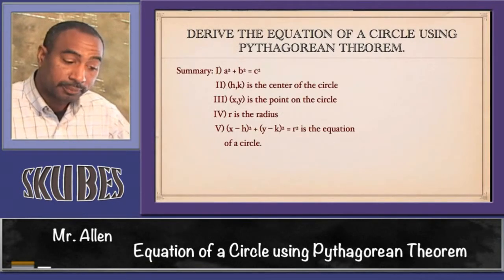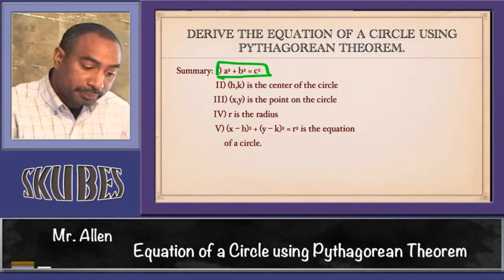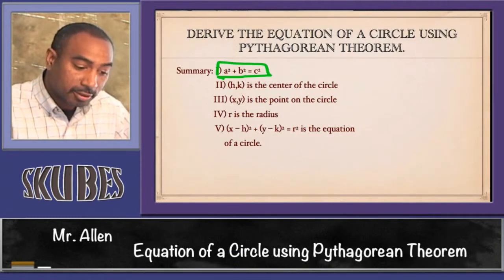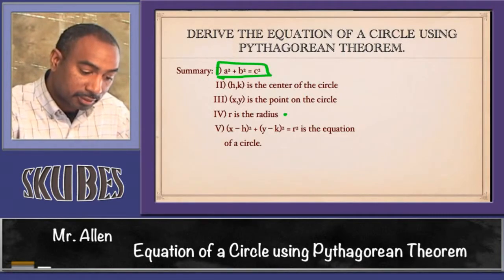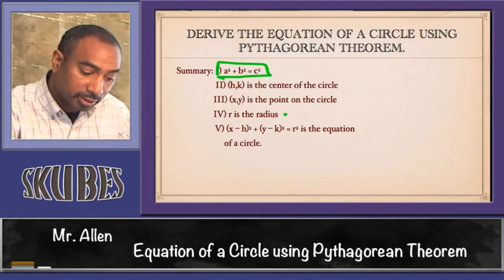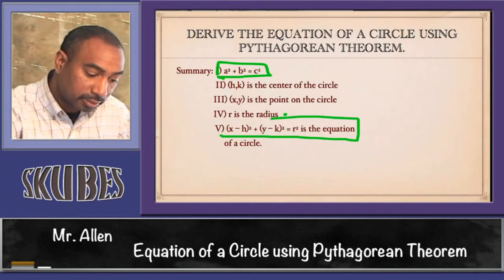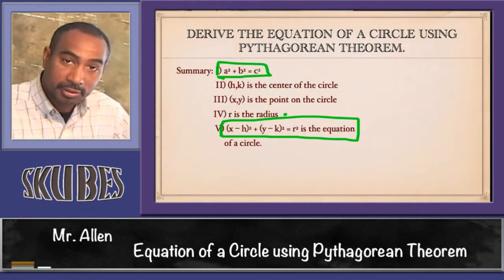All right, let's review. This is the Pythagorean theorem. HK is the center of any circle. XY is a point on the circle, and R is the radius. And if you apply the Pythagorean theorem, you get the equation X minus H squared plus Y minus K squared equals the radius squared. And that's the equation of a circle.